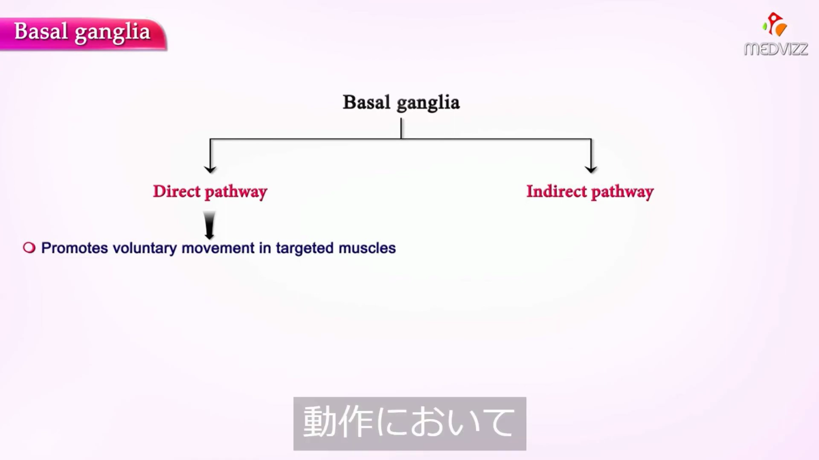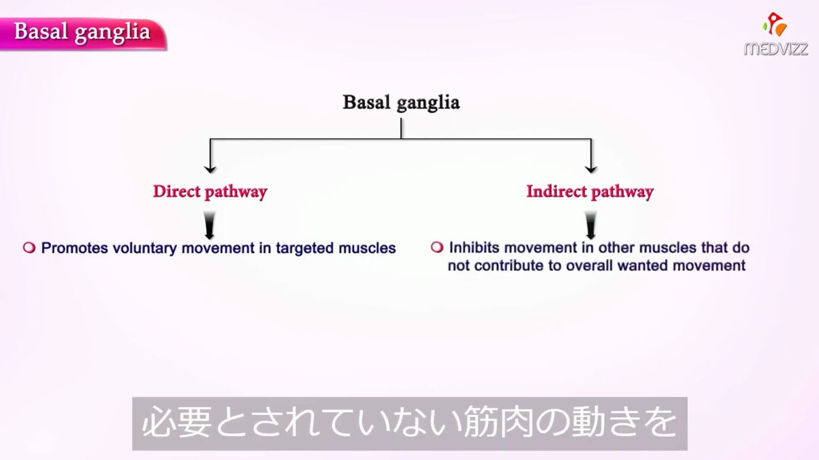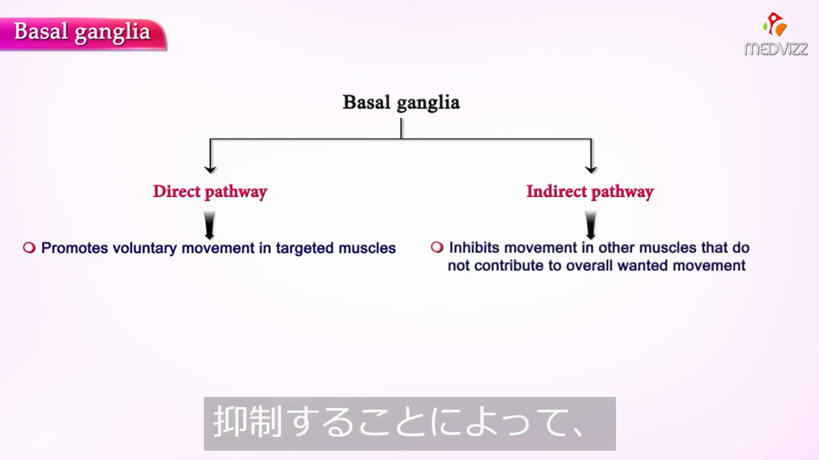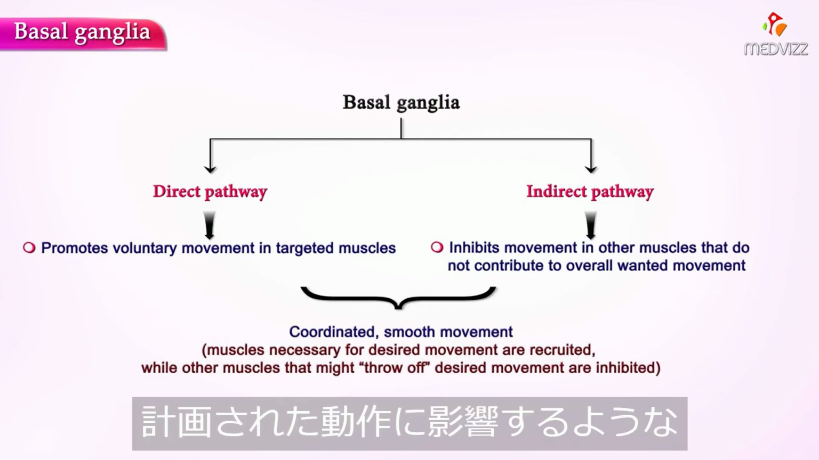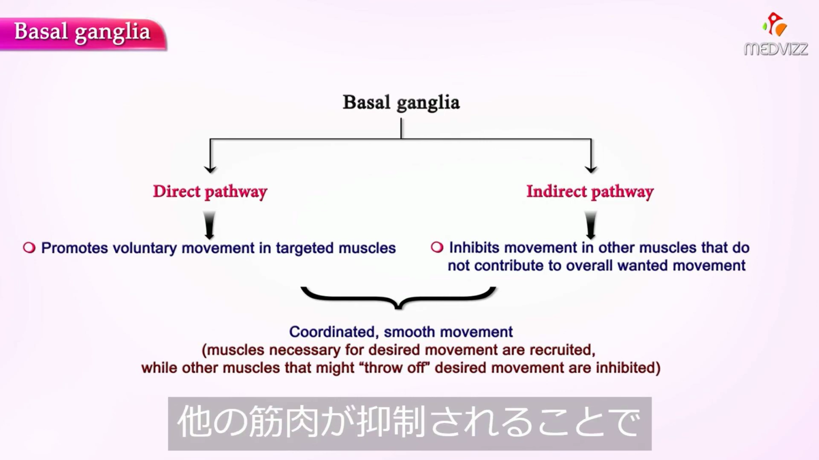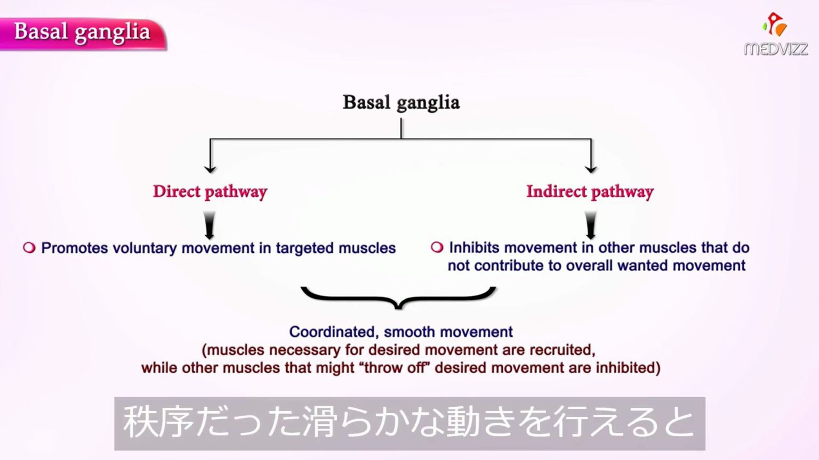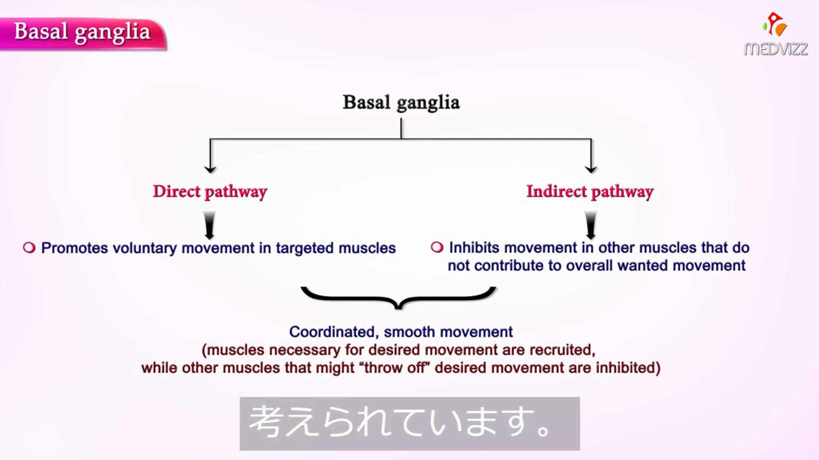Now it is thought that the direct pathway promotes voluntary movement in targeted muscles, whereas the indirect pathway simultaneously inhibits the movement in other muscles that do not contribute to the overall wanted movement. The result is a coordinated, smooth movement in which those muscles necessary for the desired movement are recruited, while the other muscles that might affect the desired movement are inhibited.